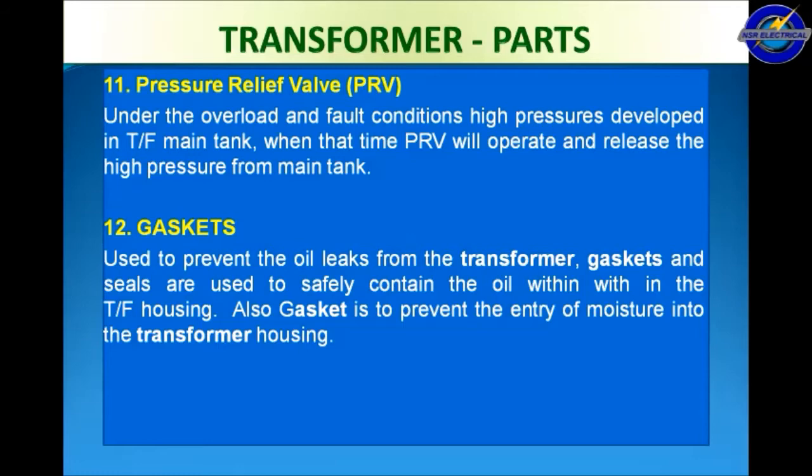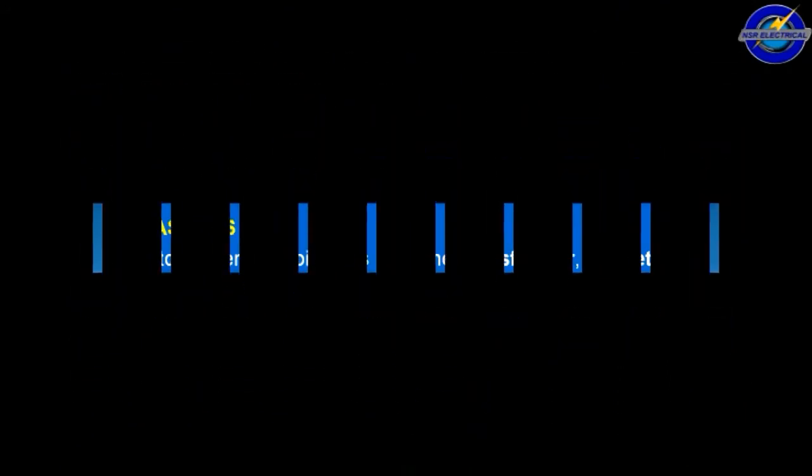Next one is gaskets, used to prevent oil leakage from the transformer. Gaskets and seals are used to safely contain the oil within the transformer housing. Also, the gasket prevents the entry of moisture into the transformer housing.